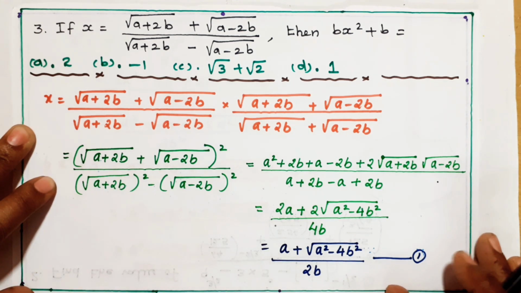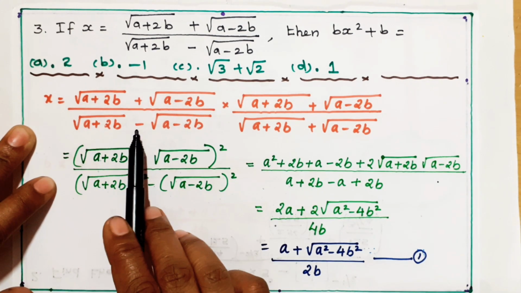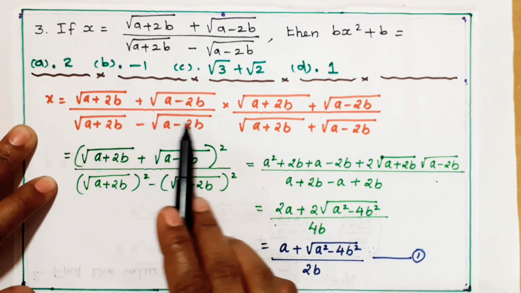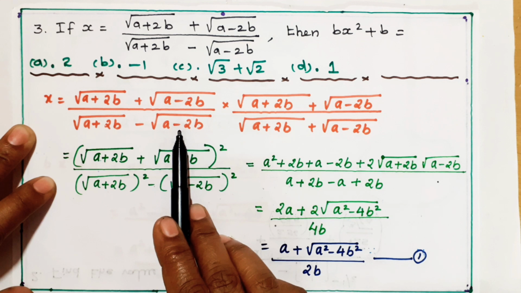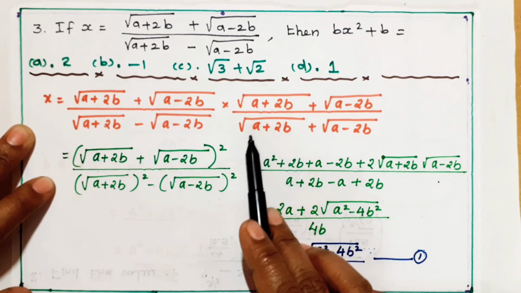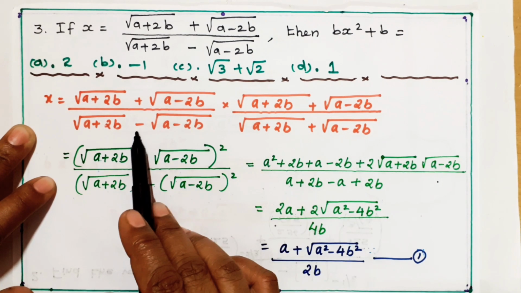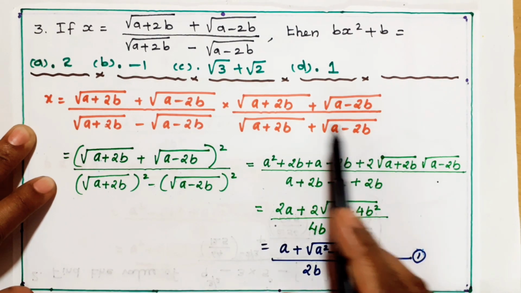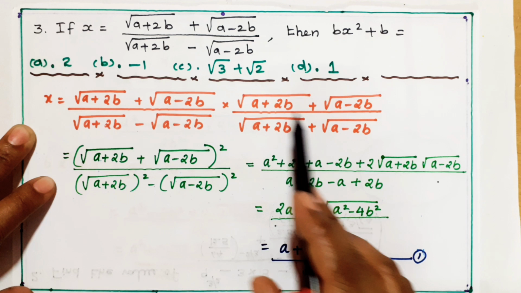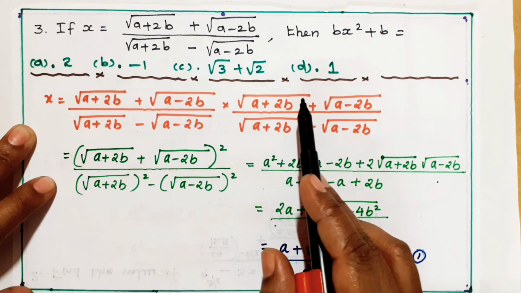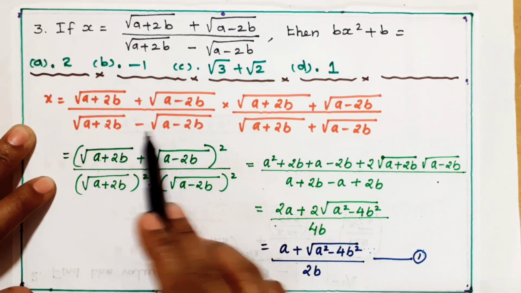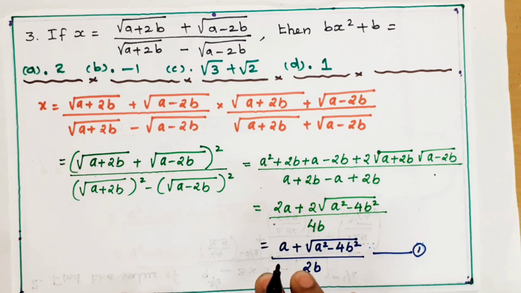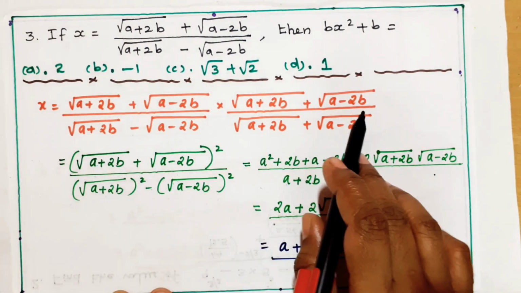We need to rationalize. So the denominator is root over a plus 2b minus root over a minus 2b. So I'm rationalizing by root over a plus 2b plus, this was minus, so it will be plus root over a minus 2b. We are multiplying and dividing with the same number with a plus sign. That is called rationalization. After that you check it, the terms of the numerator are the same.